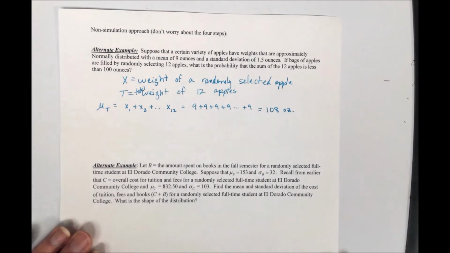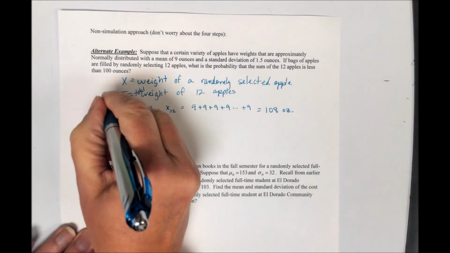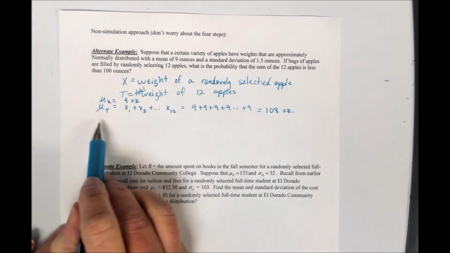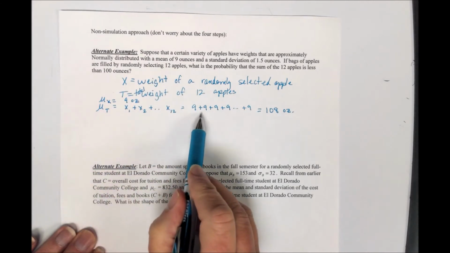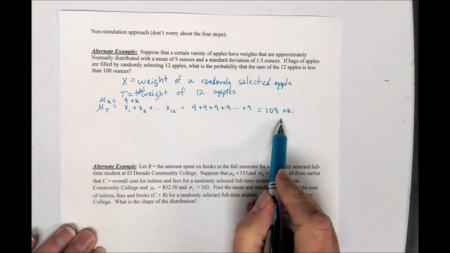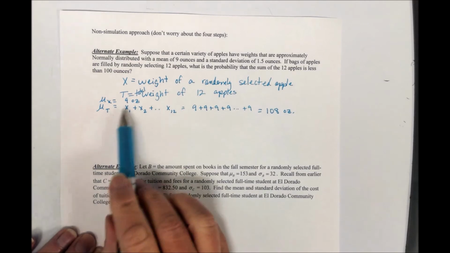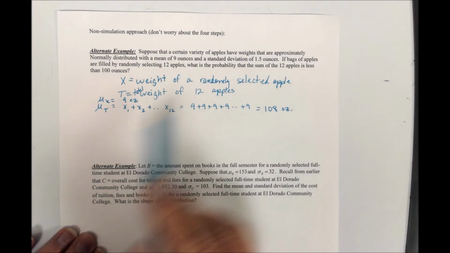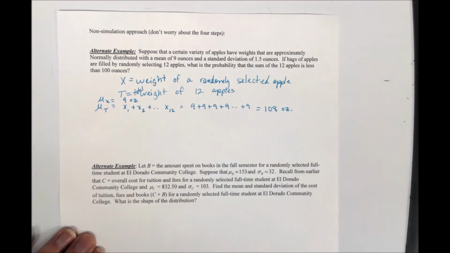So the mean of x was 9 ounces. So the mean of t is going to be the sum of 12 apples. So again, make sure you're showing that it's addition, not that you just did 9 times 12, because otherwise it looks like instead of adding, you're using multiplication, and it didn't say that. So kind of important there. So what is the mean?